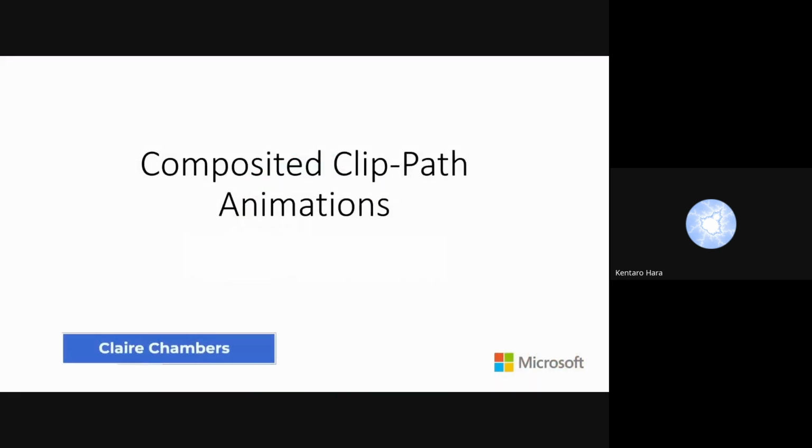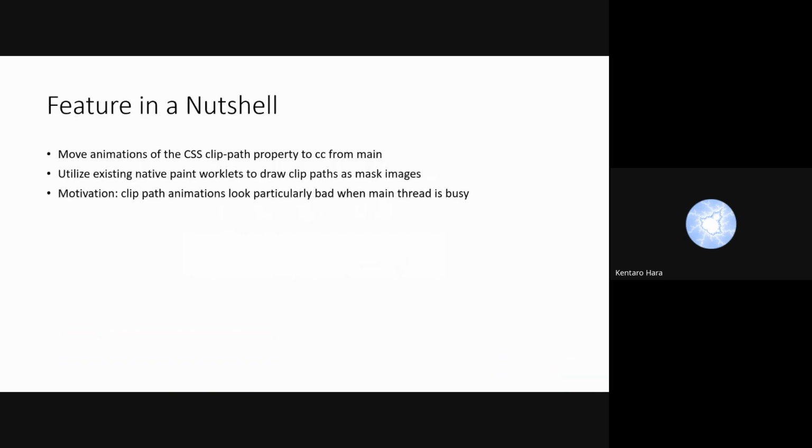Hi, I'm Claire from the Compositions and Animations team at Microsoft, and I'm here to talk about composited clip path animations. In a nutshell, this feature uses native paint worklets to move clip path animations to the compositor thread, like which has been done with composited background color animations.